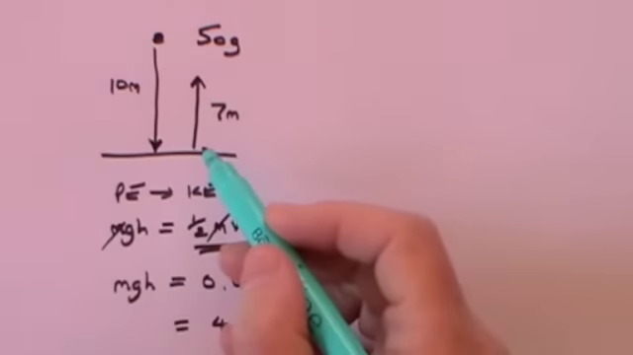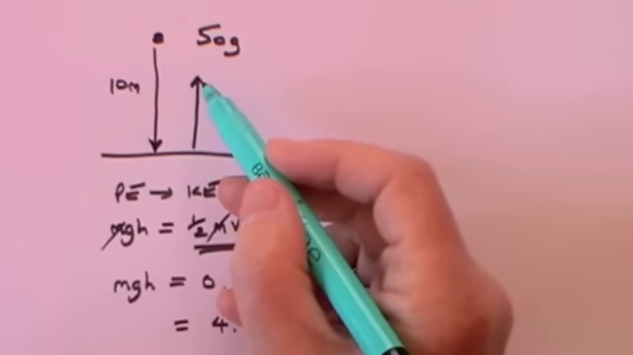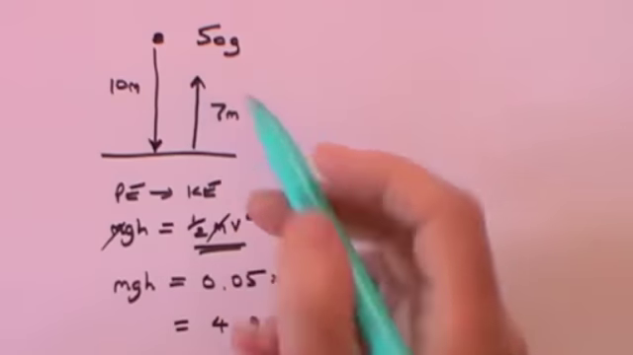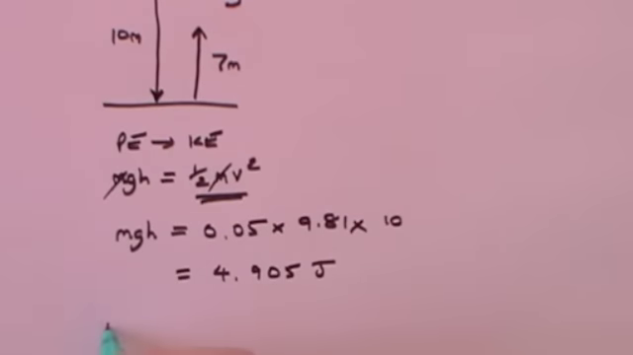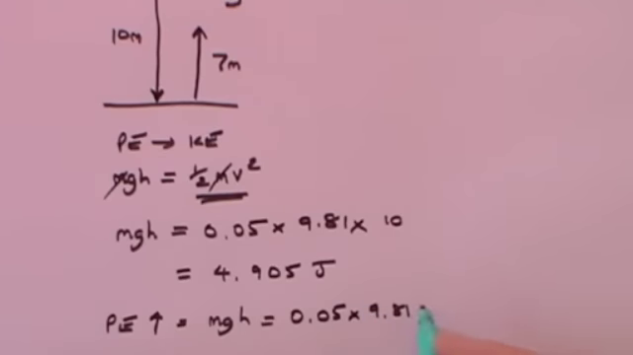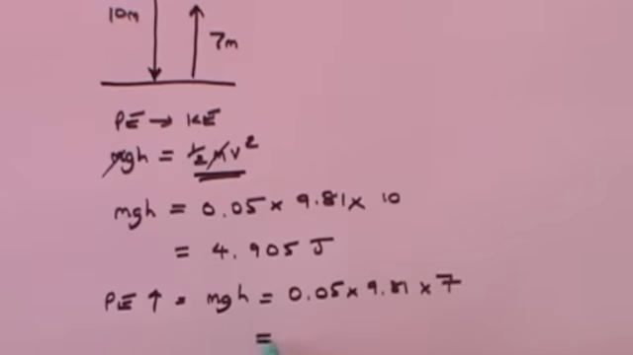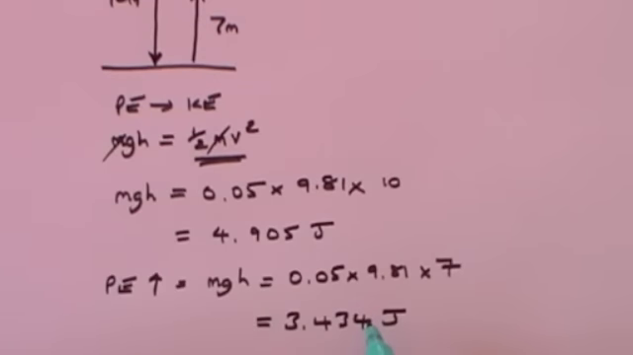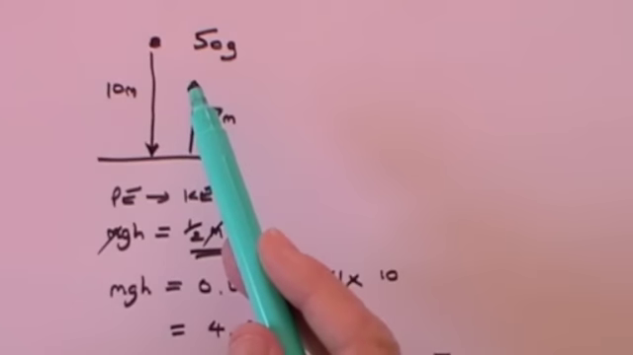Now, when the ball goes back up to this height, 7 meters, it will acquire potential energy. And the potential energy on the way up is going to be mgh again. And that's going to be the mass, which is 0.05 kilograms, times gravity, 9.81, times the height, which is now 7. And if you multiply that, you'll get 3.434 joules. So that is the potential energy when the ball gets back up here.